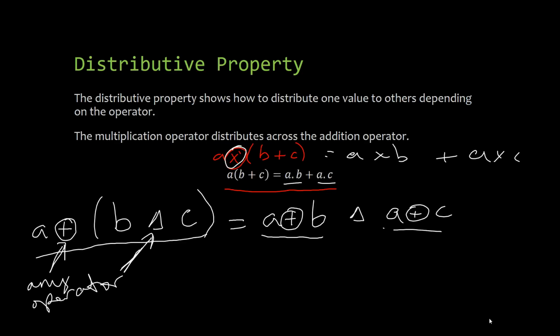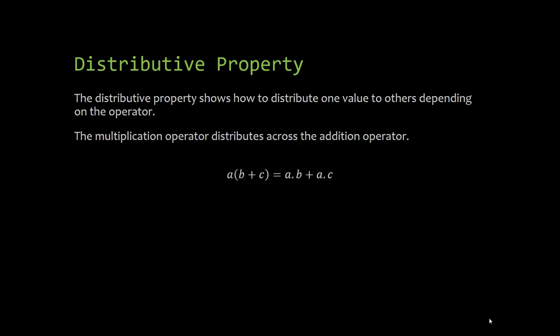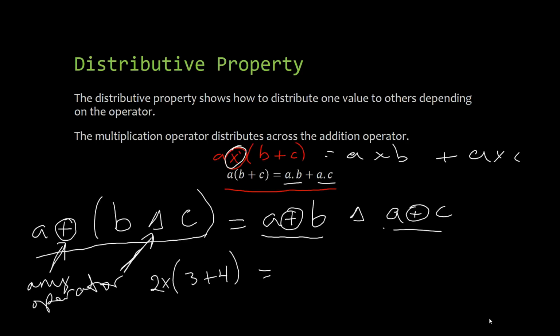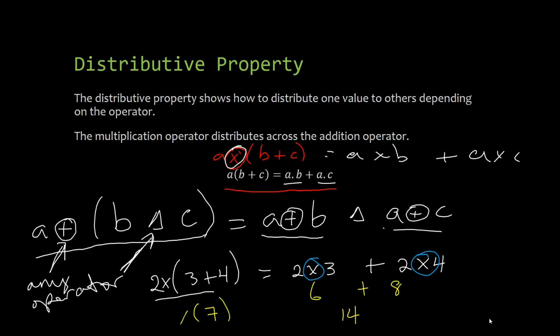So let's test it for something like what we had here. If 2 multiplied by open bracket 3 plus 4 is distributive, then the value for this part should be equal to 2 multiplied by 3 plus 2 multiplied by 4. Notice the multiplication actually distributed over the addition sign. And let's see what results we get from this. We have 6 plus 8 to give us 14. And on this side we have 7 multiplied by 2, which also gives us 14.